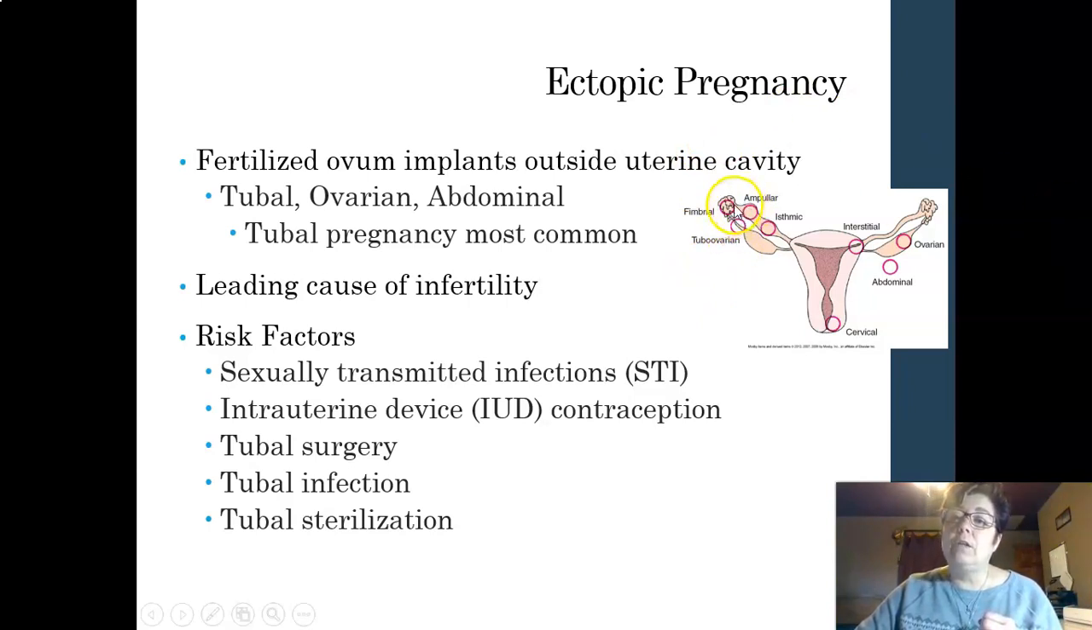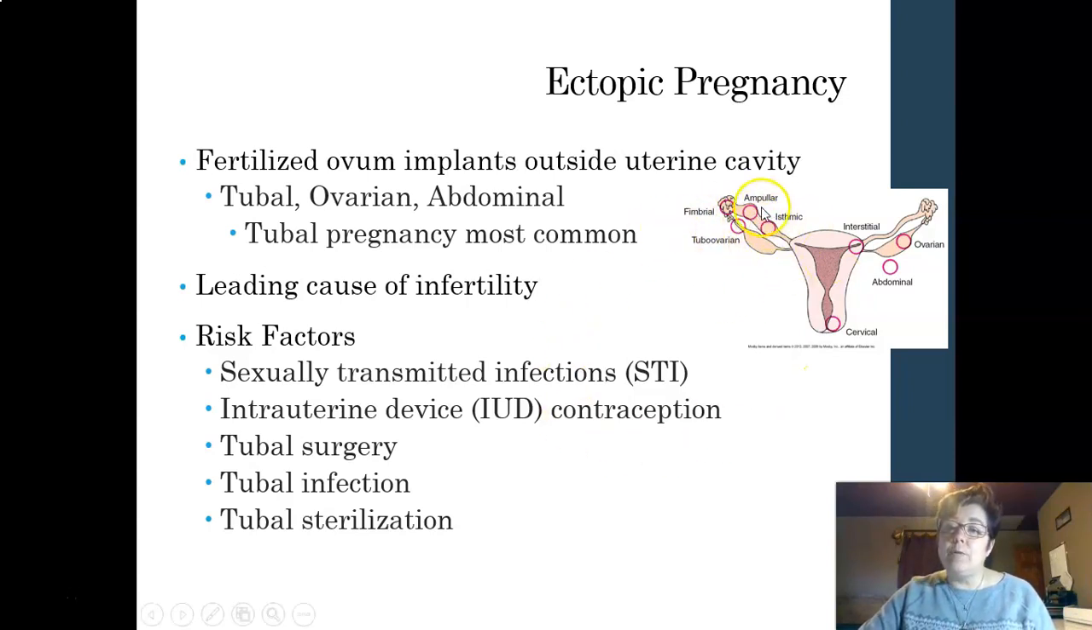What commonly occurs, and this is the most common ectopic pregnancy, is that the egg and the sperm fertilize here in the fallopian tube, and it travels a little bit and then it gets stuck and it implants inside the fallopian tube. Now, if you think about how big a pregnancy grows, the fallopian tube cannot withstand a pregnancy, okay? And then something is going to happen to that tube.